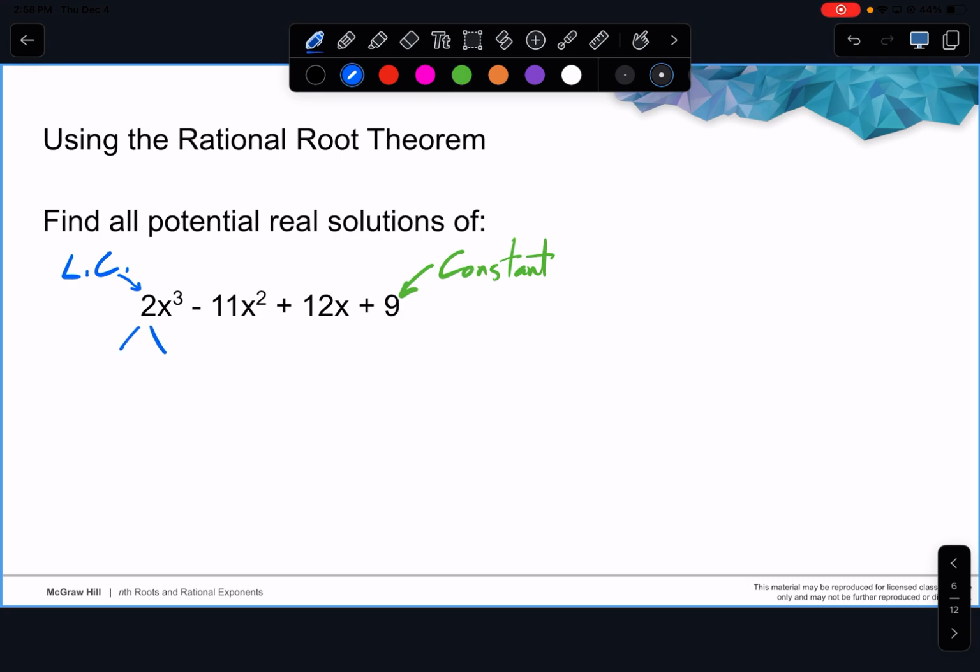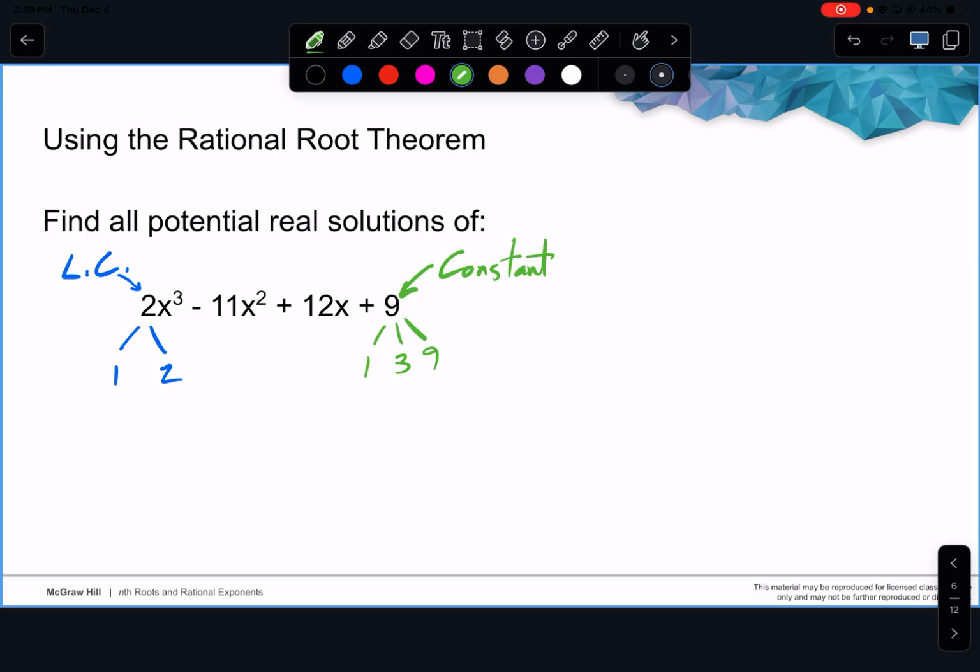Okay, then we're going to go below the 2, and we're going to list the factors of 2. Not the multiples of 2, the factors. So what times what equals 2? 1 and 2. That's it. Then we're going to do the same thing for 9. So we're going to list all the factors of 9. So that's 1, 3, and 9.